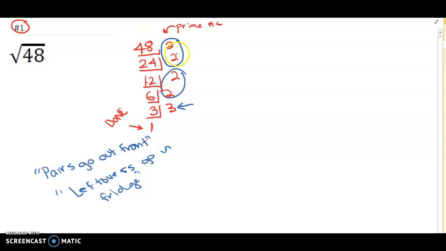Okay, so pairs come out front. Here we have more than one pair. We have 2 different pairs of 2's. Okay, and when we have more than one pair, we're going to multiply them. So pairs come out front. So I have a 2 times another 2 out front. My leftover 3 goes in the radical box. And then, of course, 2 times 2 is 4, square root of 3.